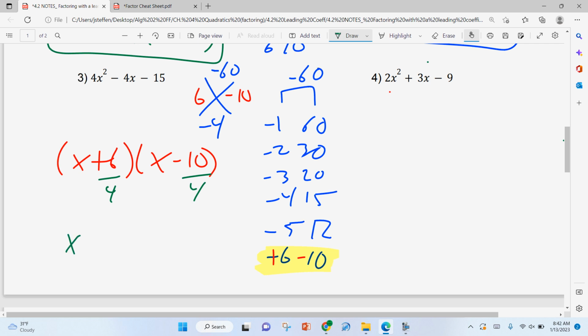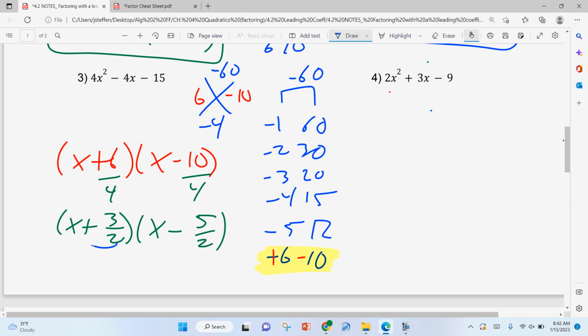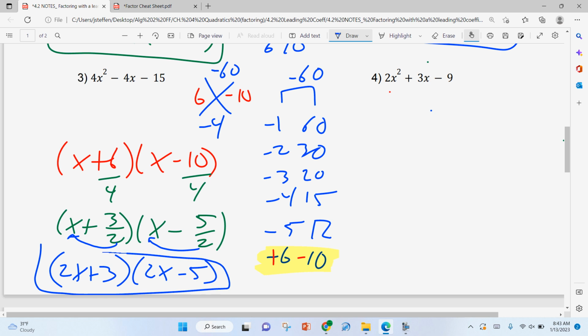So x plus, let me erase that and make it a little bit bigger. x plus 3 over 2, x minus 5 over 2. Once they are reduced, now you can move them around wherever you need. So the 2 goes up with the x, and this 2 goes with the x. You end up with 2x plus 3 and 2x minus 5. I wanted to make sure I showed you that because that's the only one in the notes where you ended up reducing your fractions and you still had to get rid of that denominator.